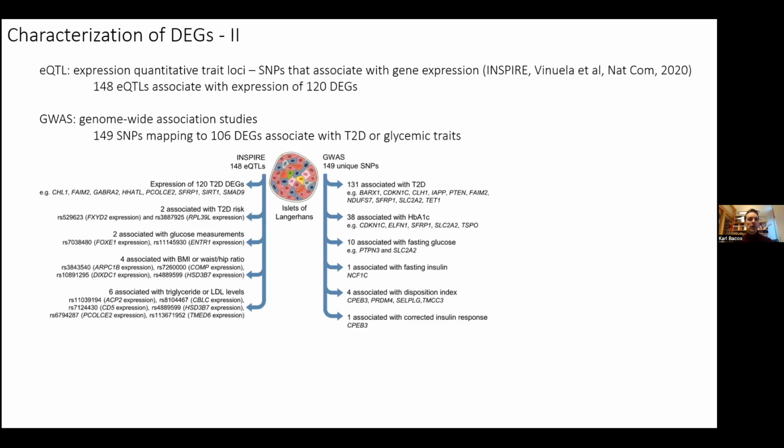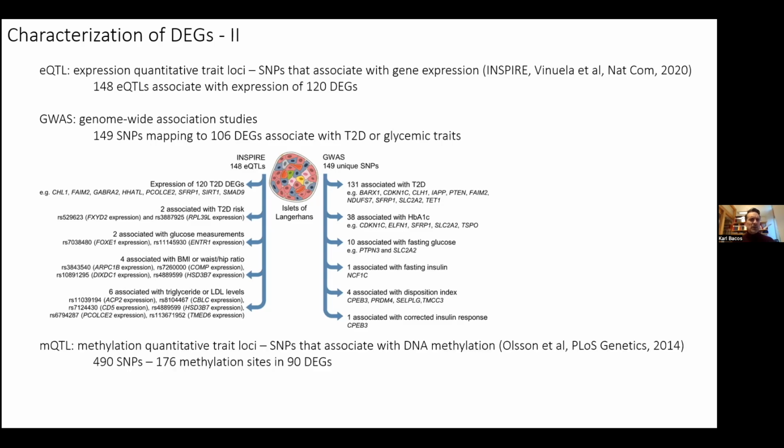We also looked at published genome-wide association studies to see if there are any SNPs that associate with type 2 diabetes or glycemic traits that are located in the genes we find. And there are 149 SNPs located in 106 differentially expressed genes that associate with type 2 diabetes or HbA1c or fasting glucose and so on.